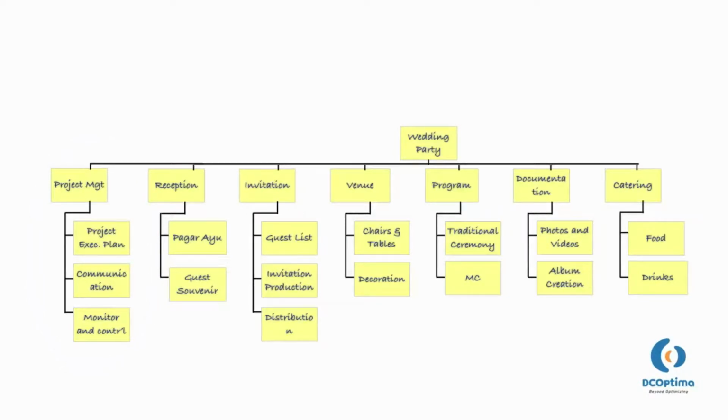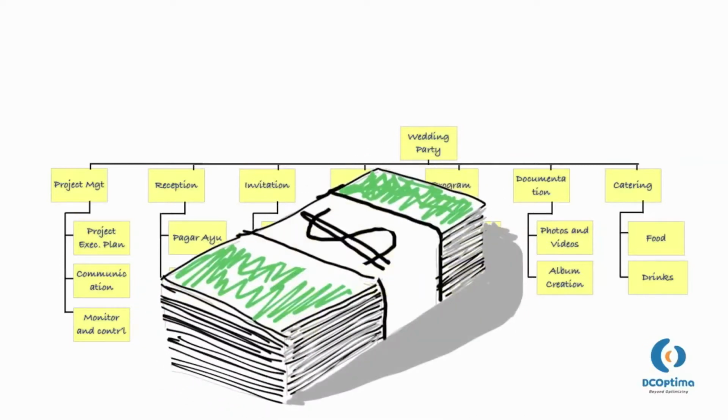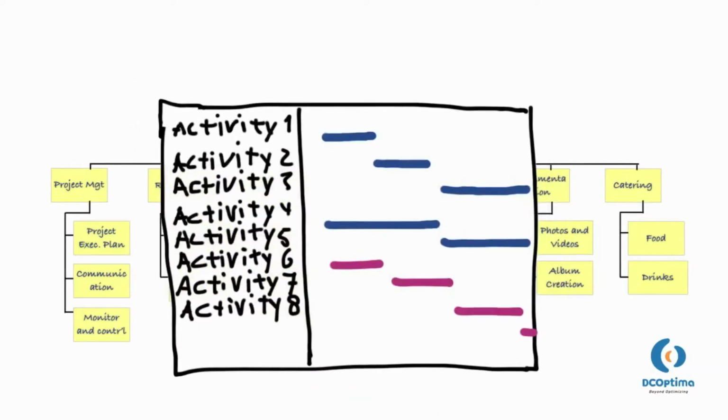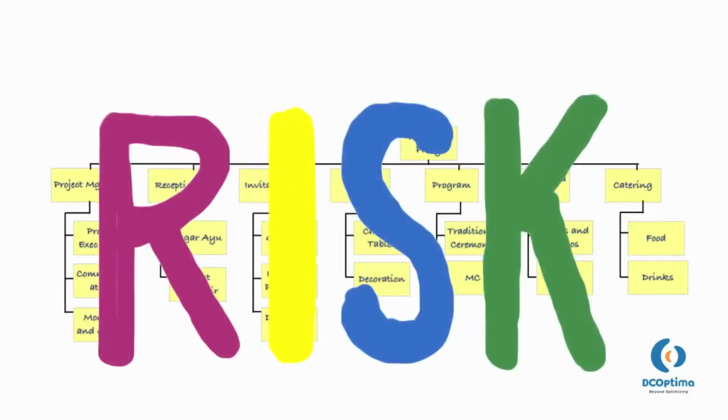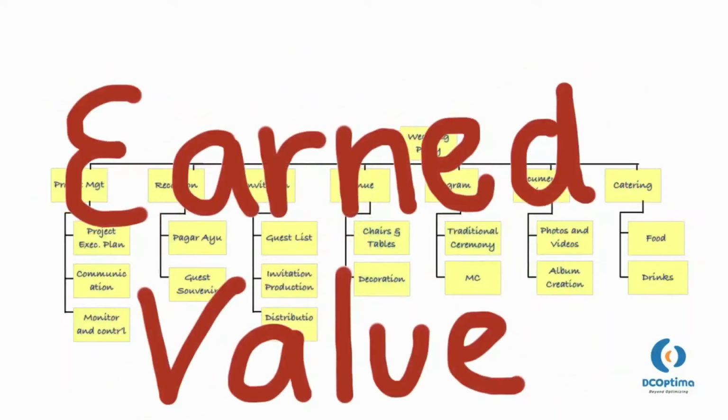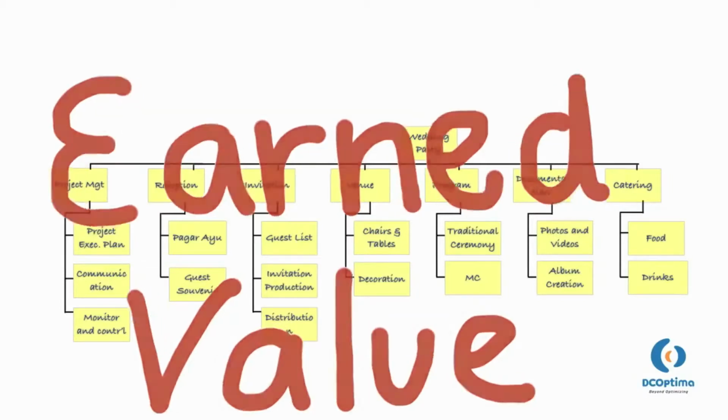A WBS is a necessary project management tool because it provides a basic foundation for other activities like estimating cost, developing schedules, identifying resources, determining where risks may occur, and providing the means for measuring project status using earned value management.